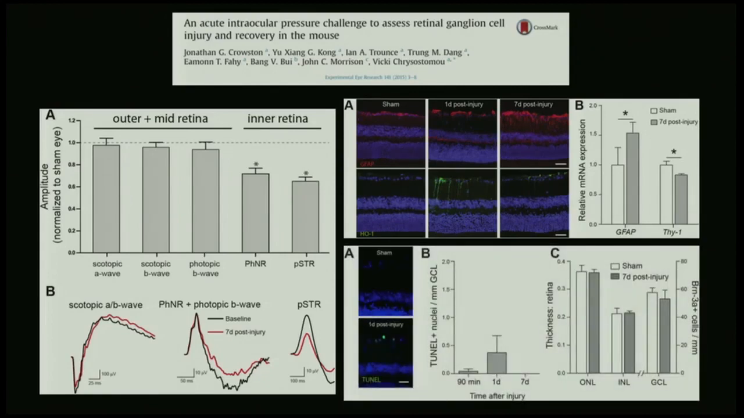And finally, they looked at cell death, and they were able to see TUNEL staining signifying cell death 1 day post-injury. They were able to count this, and that was elevated over baseline. But again, it recovered by 7 days, so it was recoverable. And overall, there was no real change in the thicknesses of the layers of the retina.